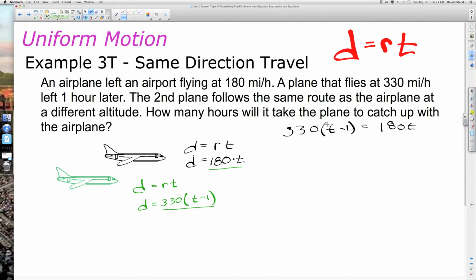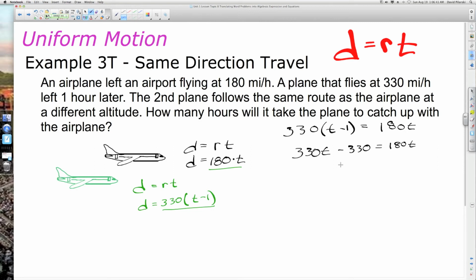To solve this equation, we have to distribute 330 first. So 330 times t is 330t. And 330 times minus 1 is minus 330. And that's equal to 180t.